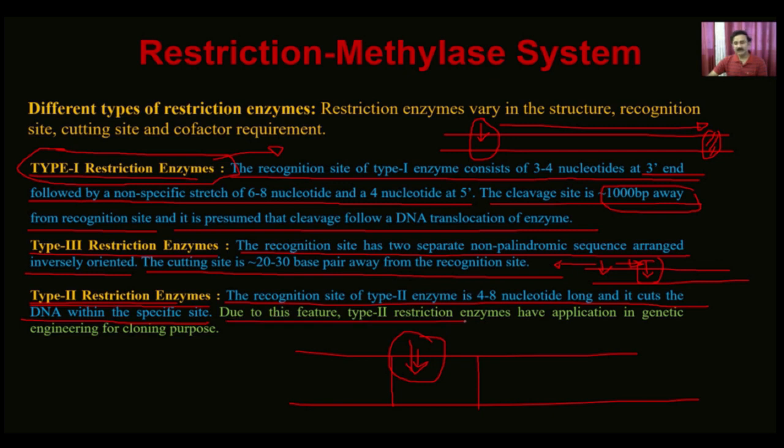And due to this feature, the type 2 restriction enzyme has application in genetic engineering for cloning purposes, because once you know the precise place where the enzyme is cutting, only then can you use it. If it is non-specific, like 20 to 30 base pairs or 1000 base pairs, then that is not a very good enzyme to use for cloning purposes.